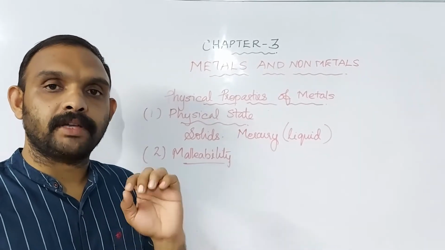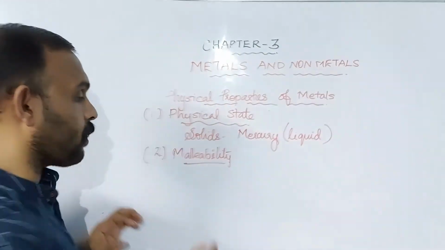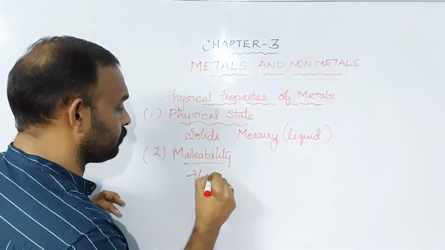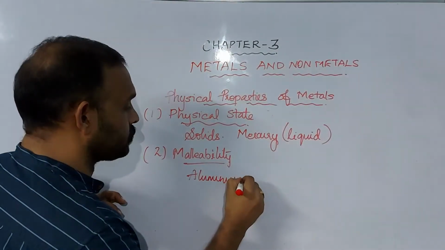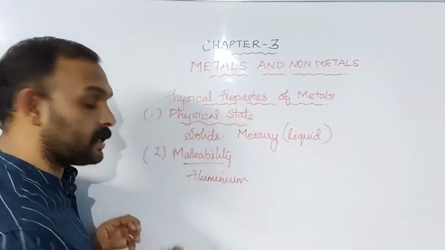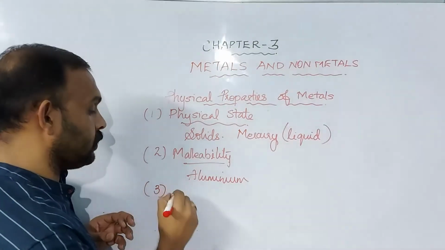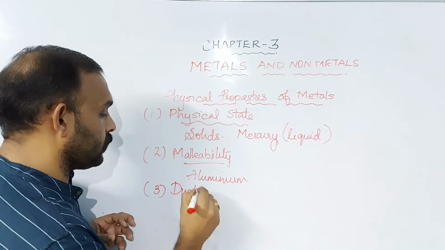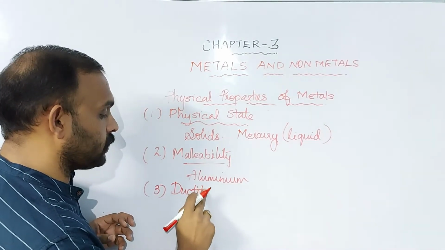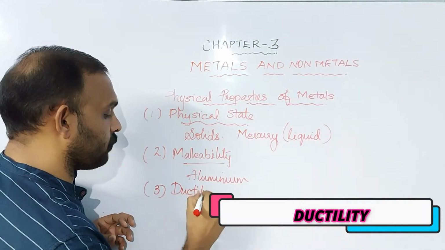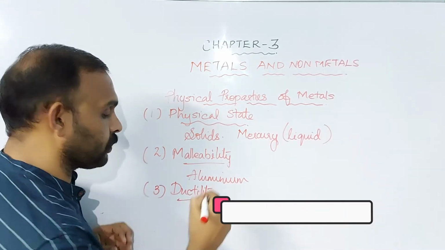Aluminium is the best example for malleability property of metals. Now, the next property of metals, the third one, is ductility. It is also a very important property of metals, ductility.